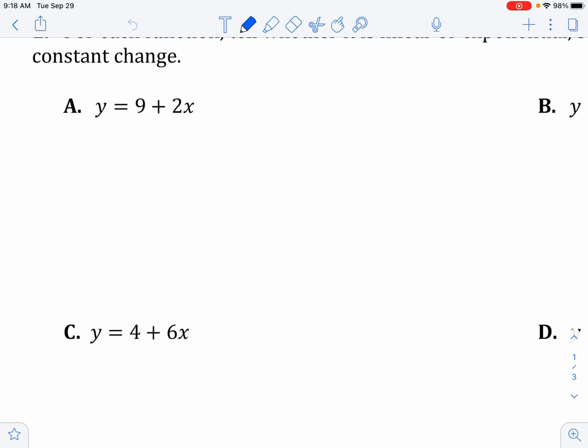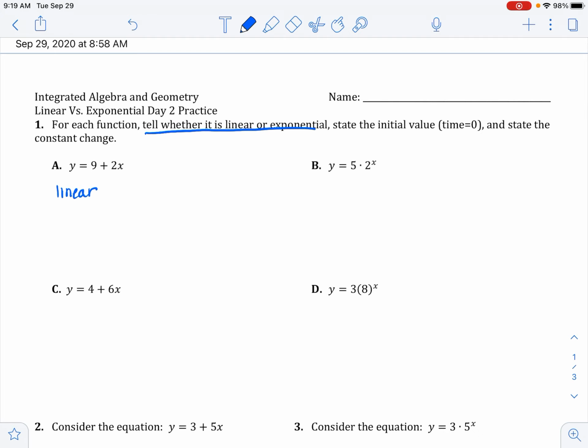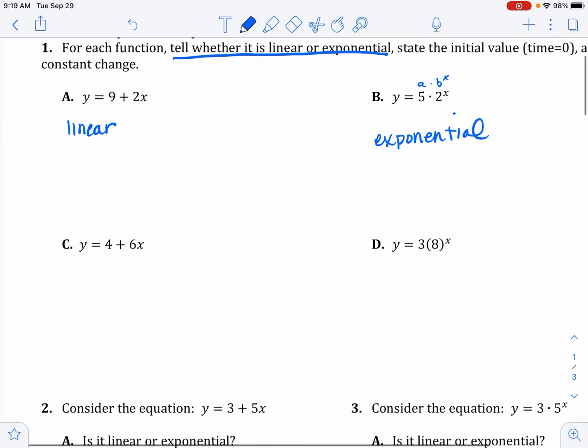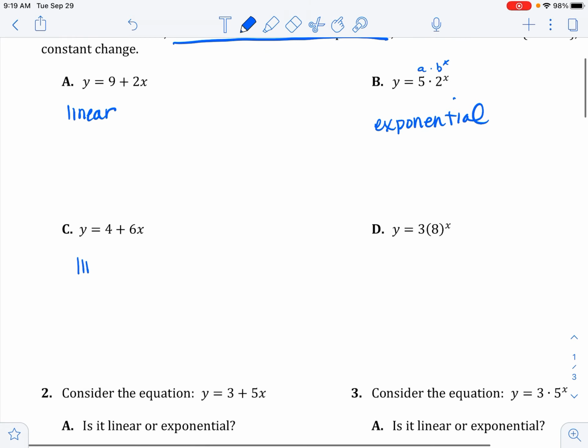Okay, so A, I need to know if it's linear or exponential. So if you look at here, this is in the form mx plus b. So this is going to be linear. It says tell whether it's linear or exponential, so I'll do that in blue, and I'm going to go through and do all of them right now. The next one, y equals, this is a times b to the x. So this is exponential. The next one, it's in the form y equals mx plus b. It's linear. And this one right here, it's in the form a times b to the x, exponential.